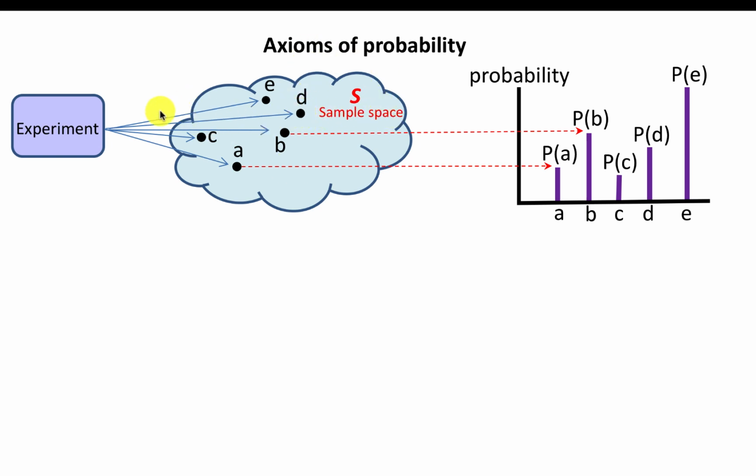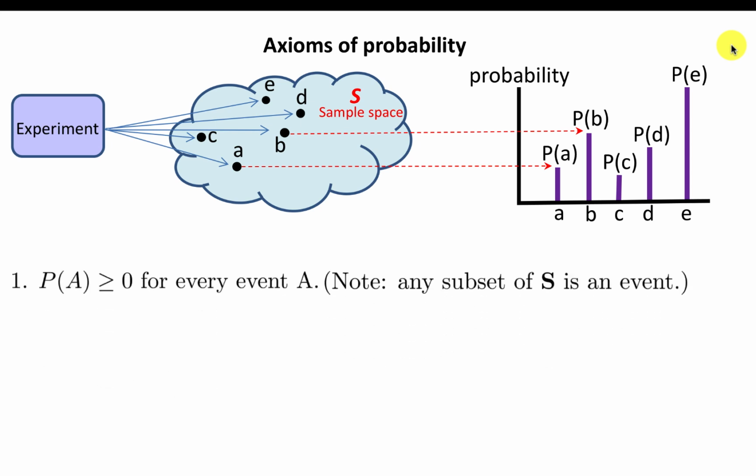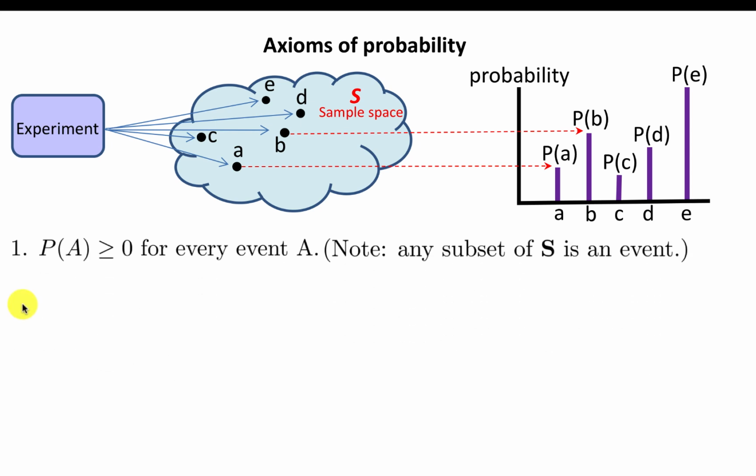So it takes elements of this sample space S, which are events, and it maps them into numbers. P of A, P of B, C, D, E, etc. That mapping obeys certain obvious rules. The first rule is that the probability of an event A always has to be positive or zero. If P is zero, that means that event will never happen.